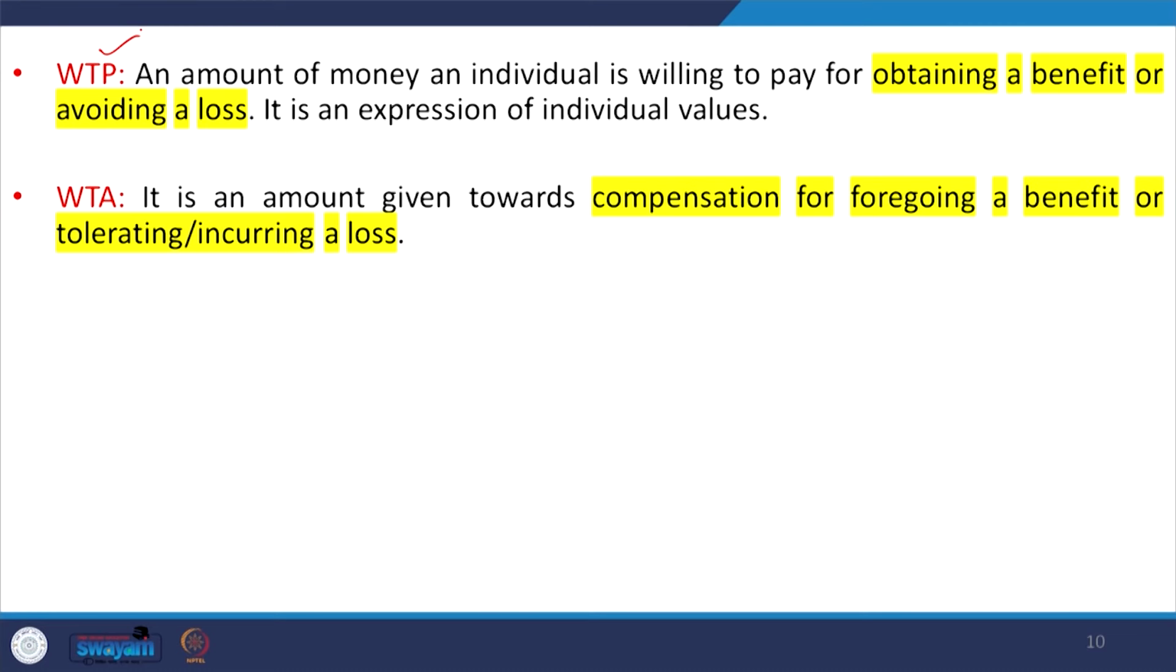And what is willingness to accept? Again, this is a particular amount which is given as compensation in order to forego a particular benefit. If you have to forego a particular benefit, then you must be given some compensation. That is expressed in terms of your willingness to accept that compensation, so that you can forego this benefit from that policy or program. Or if you have to tolerate some kind of loss because of a particular policy or program, then you must be given some compensation, which is also named the willingness to accept.